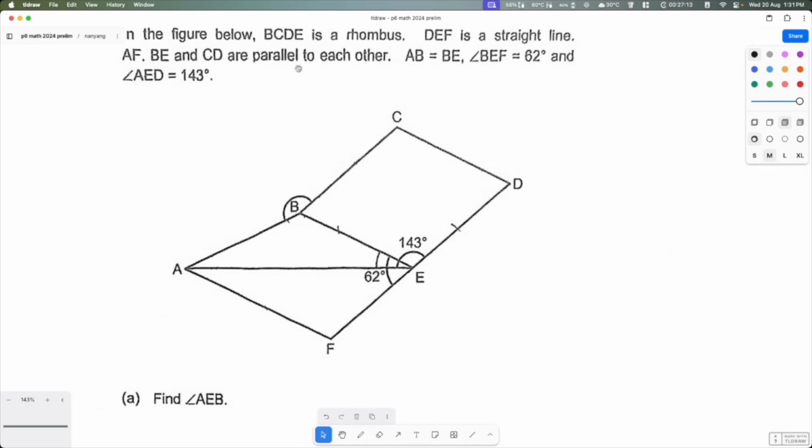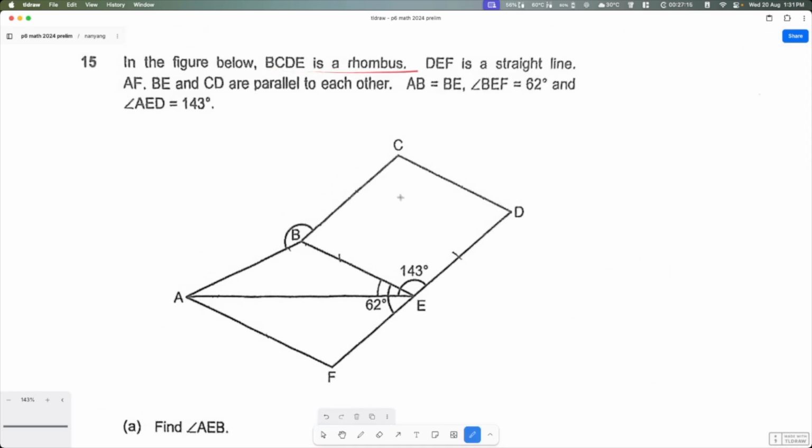In the figure below, right, BCDE is a rhombus. So what I'm going to do is draw some arrows, and this, and this, right, this should be like that.